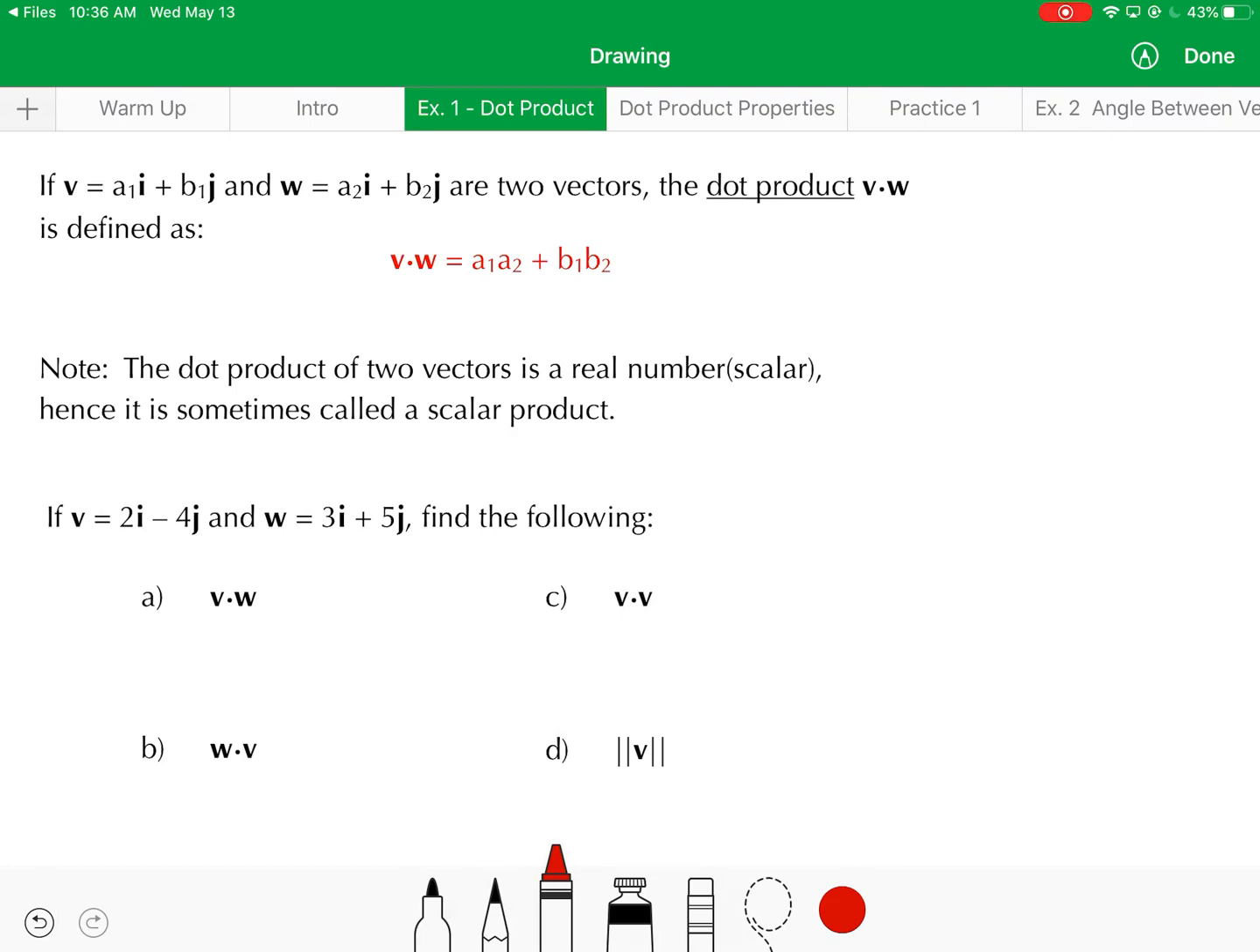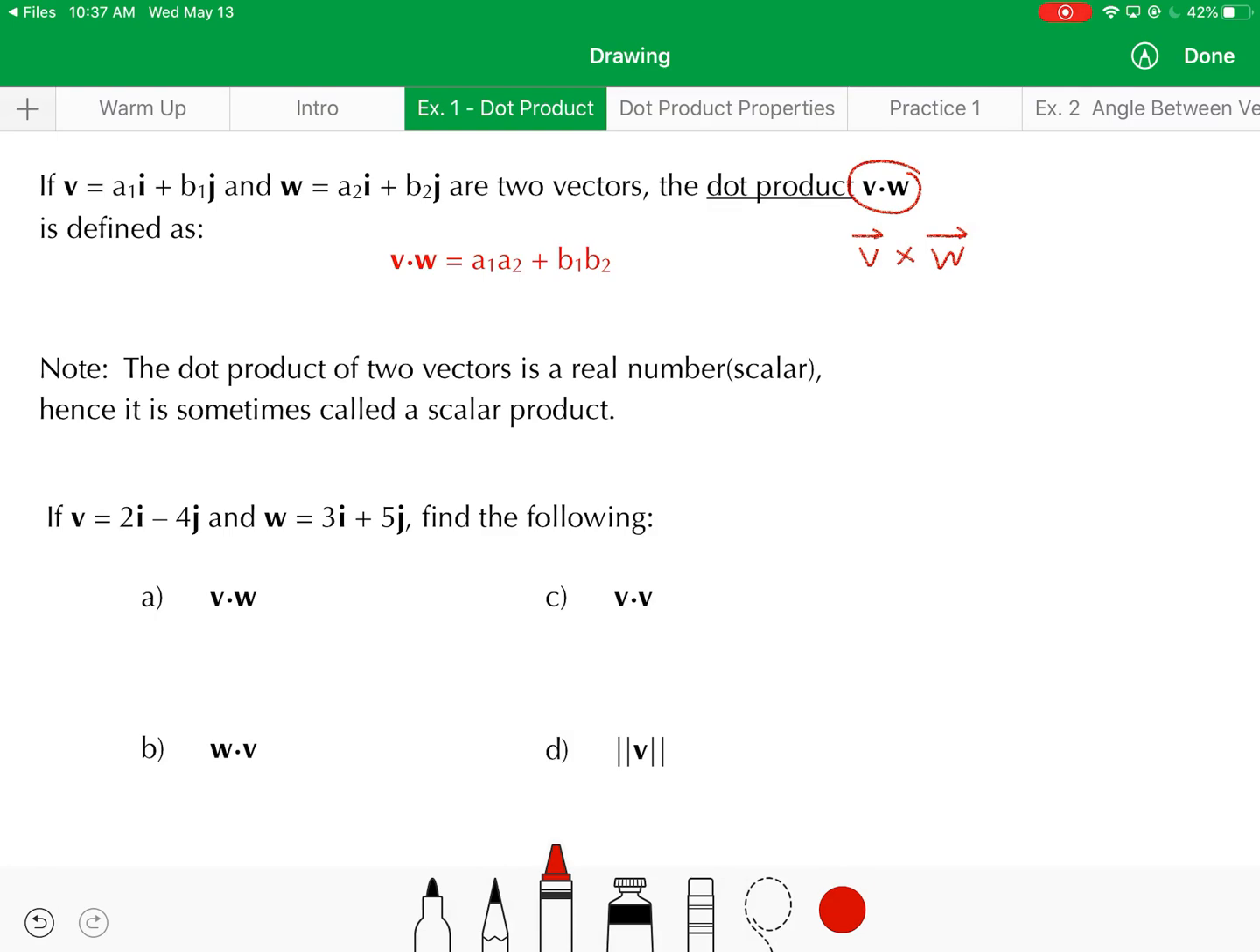Notice I have two vectors, v and w here. They're in their standard unit vector form in terms of i and j. And the dot product is noted with v followed by what looks like a multiplication dot and then the second vector w, okay? So this is representing your dot product. Again, there's a second type of product known as a cross product. That would look like this, okay? So notation is extremely important here.